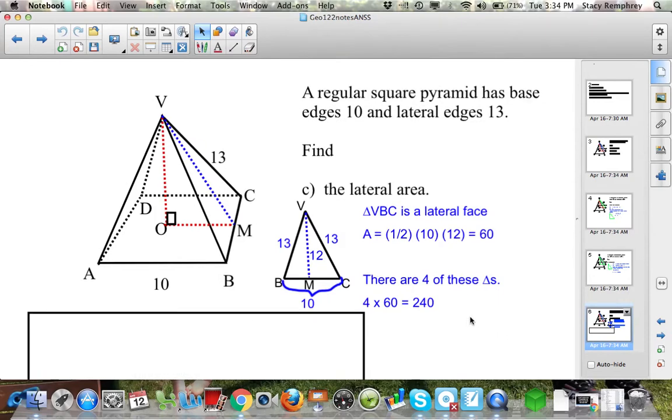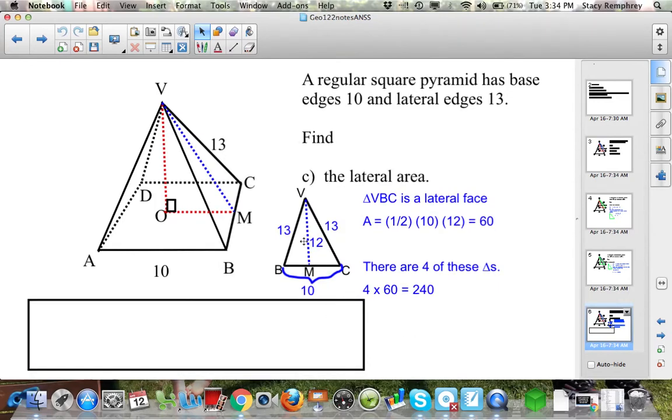In the next part, they asked us to find the lateral area. So what I did here is kind of redraw this triangle VBC, and that's a lateral face. And I know that there are 4 in this case, 4 congruent lateral faces. So what I did is I found the area of the lateral face, and I said, okay, there's 4 of those, so I took the area and I multiplied it by 4.